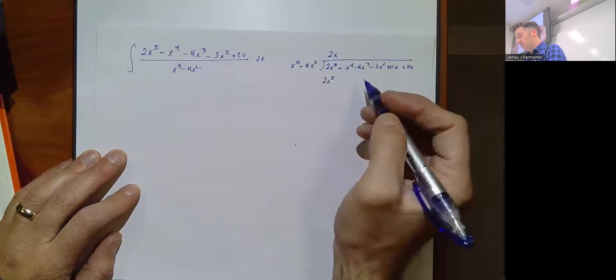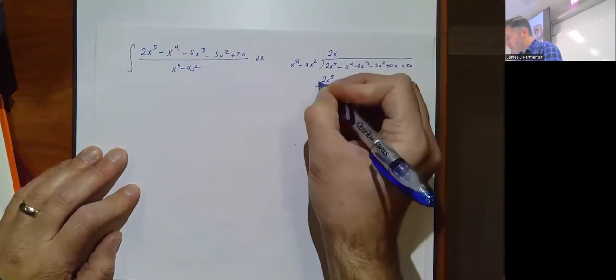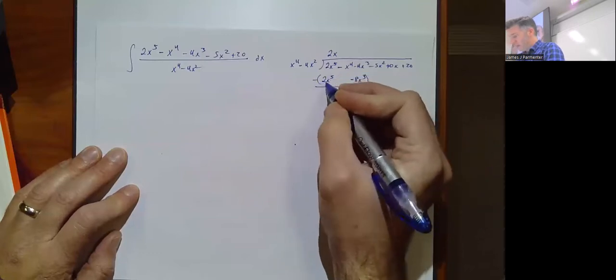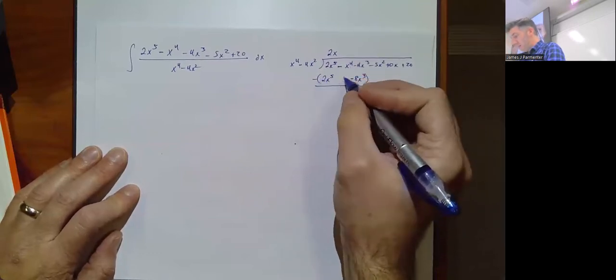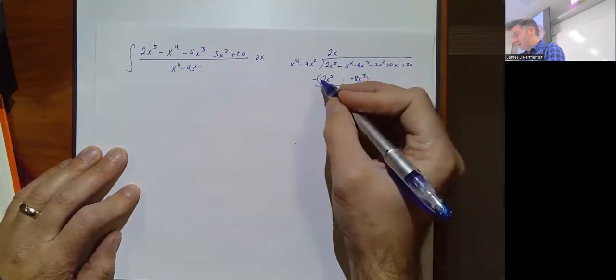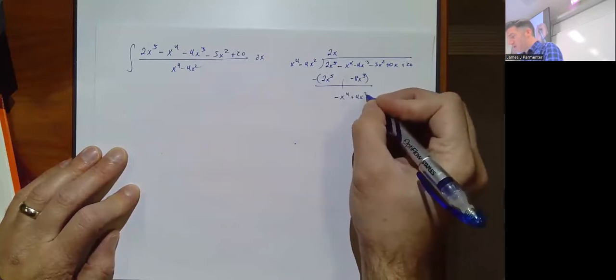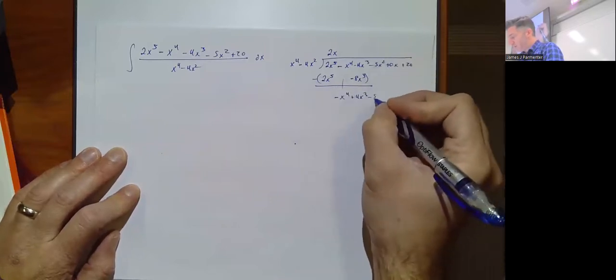So I have to put that underneath, a minus 8x cubed. Subtract. That minus that is 0. That minus nothing is just negative x to the 4th. And negative 4x cubed minus negative 8x cubed is negative 4x cubed plus 8x cubed, which is plus 4x cubed. Bring down the next term.